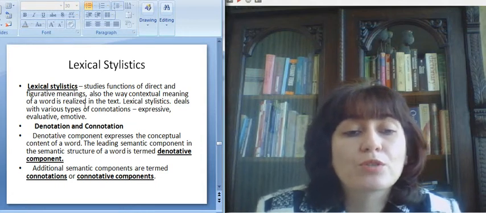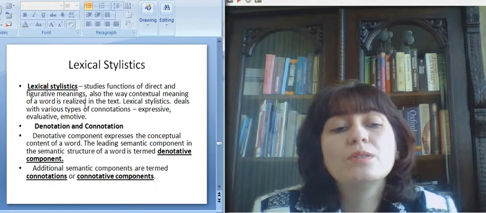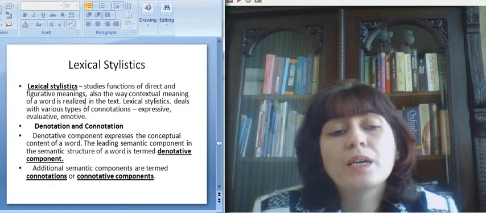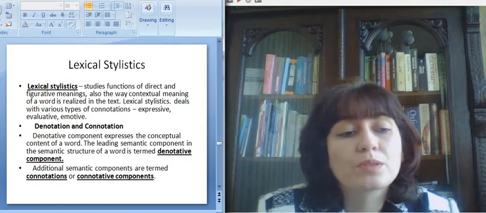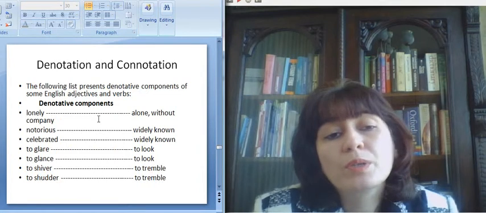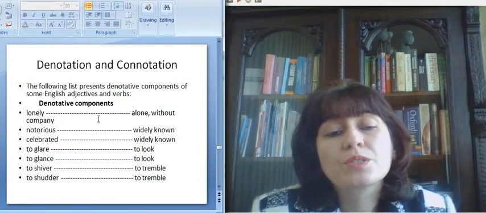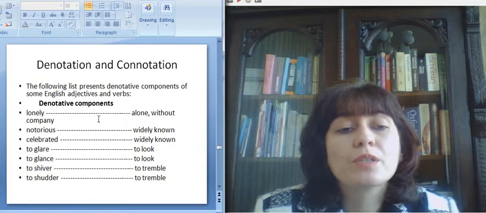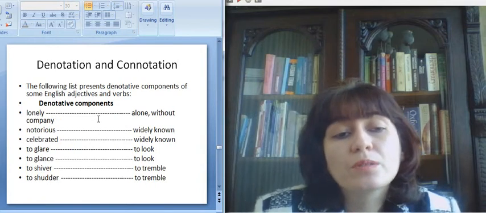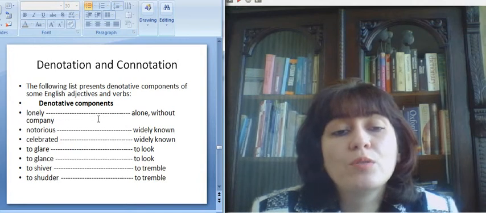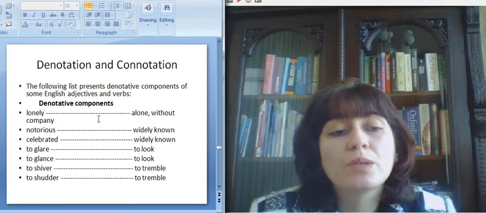Denotative component expresses the conceptual content of a word. The leading semantic component in the semantic structure of a word is termed denotative component. Additional semantic components are termed connotations or connotative components. The following list presents denotative components of some English adjectives and verbs.